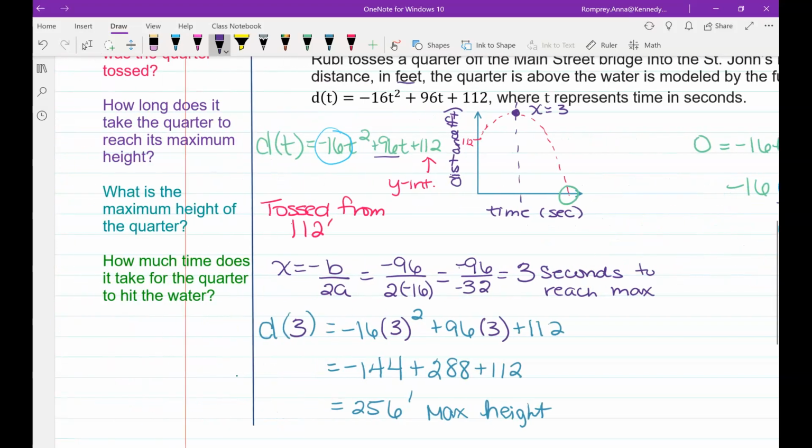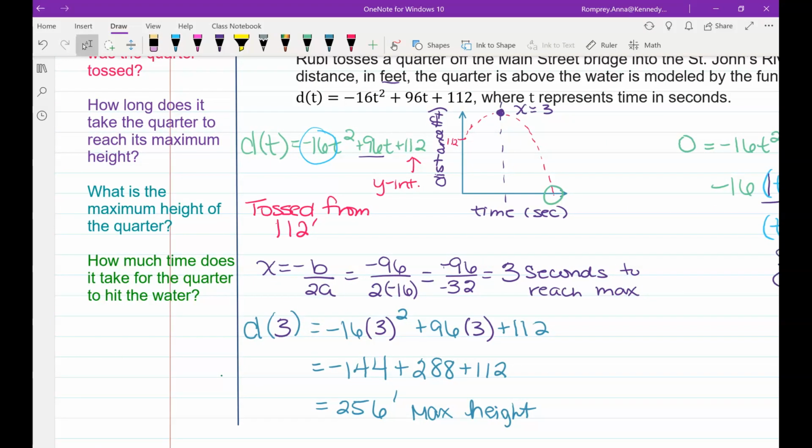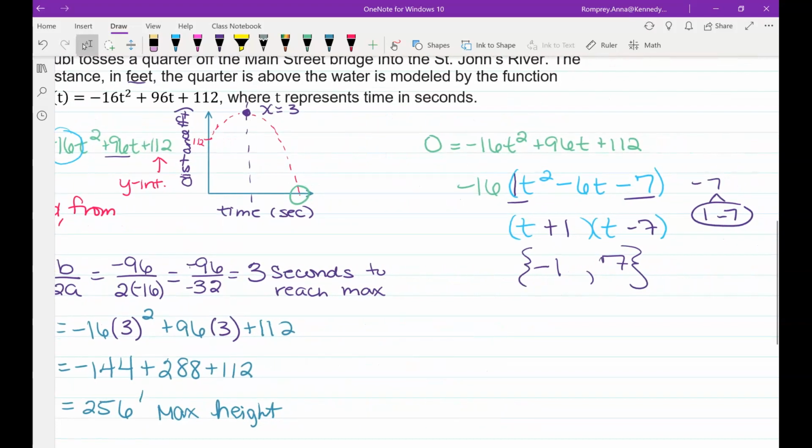Well, back to our question. How much time does it take for the quarter to hit the water? Negative 1 seconds? No, definitely not. 7 seconds. So it takes 7 seconds for the quarter to hit the water.